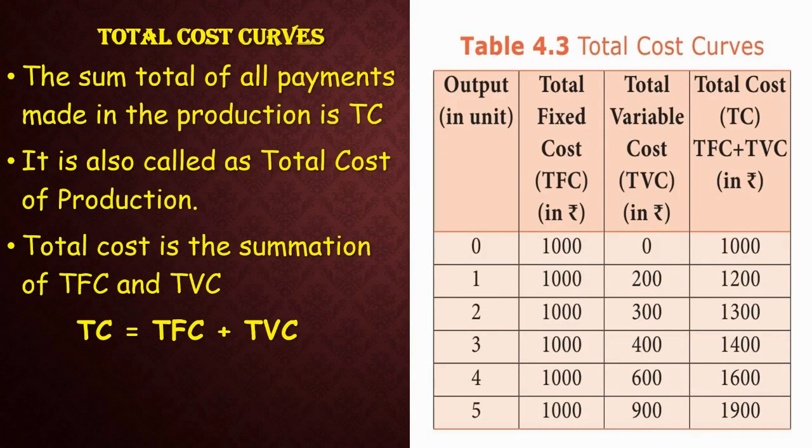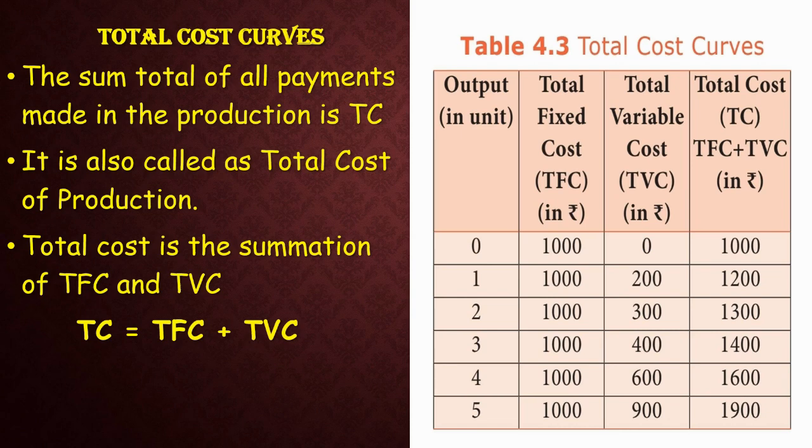The next one is total cost curve. Now total cost curve refers to the curve where we can see both total fixed cost and total variable cost. The sum total of all payments made in the production is called total cost. It is also called total cost of production. Now total cost is the summation of TFC and TVC.